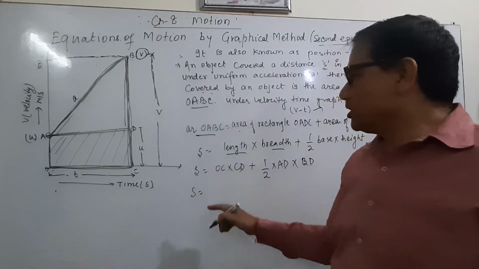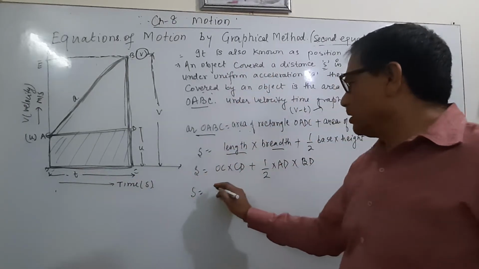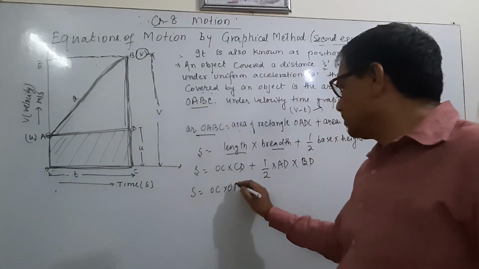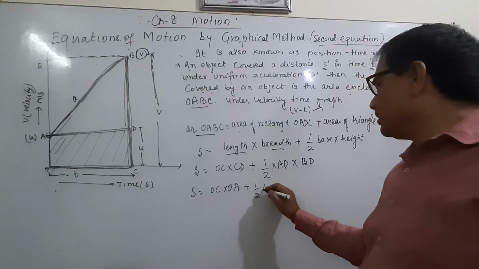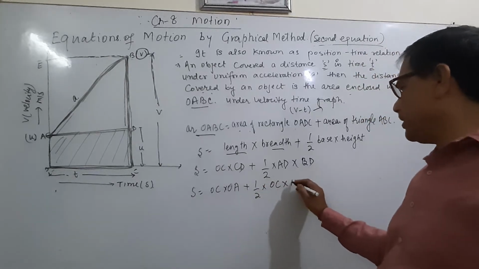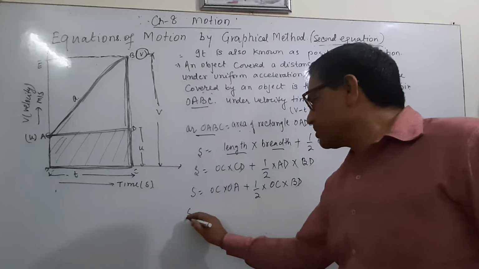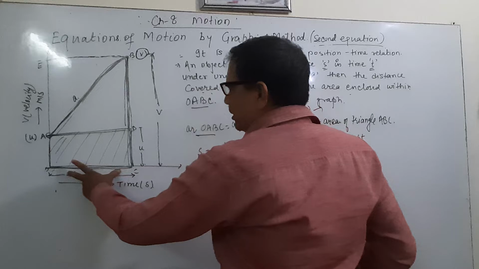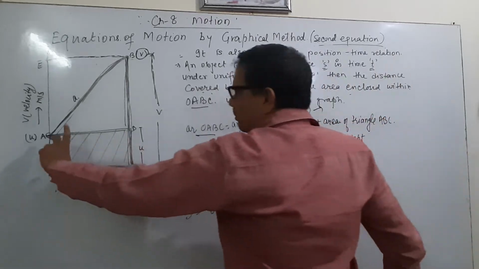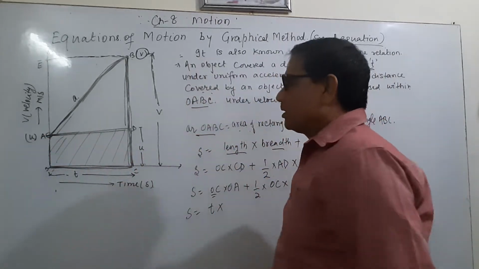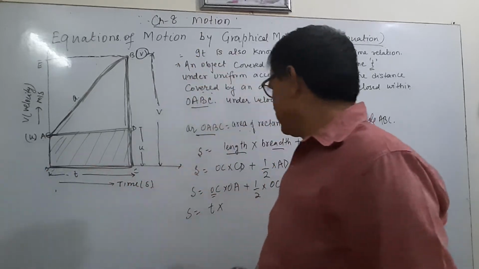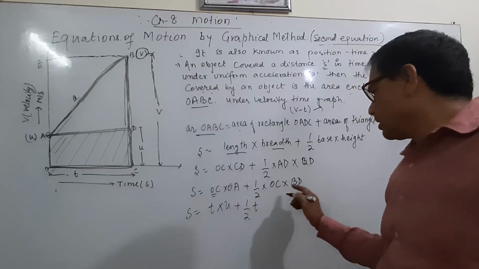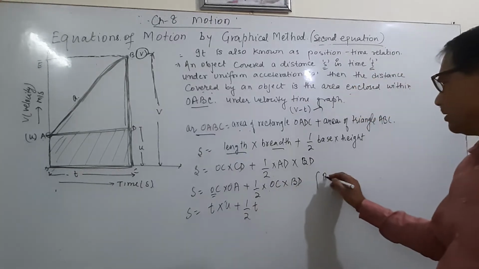So OC is equal to T. It means OC into CD is equal to OA plus half AD. AD is equal to OC and BD is the same. And then OC is equal to T, and OA is equal to U. Plus half, OC is T, and BD we know from the first equation.